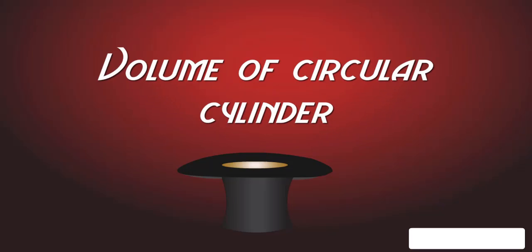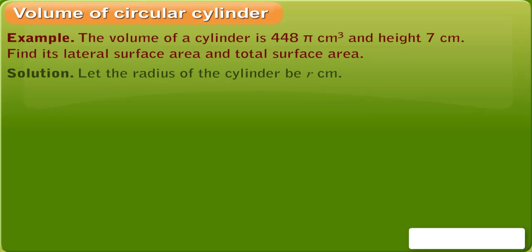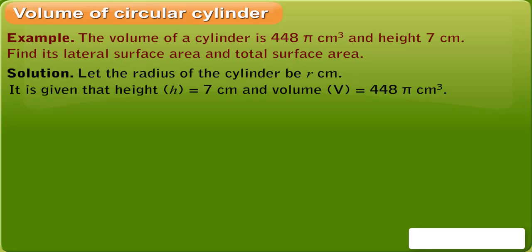Volume of circular cylinder. Let's take an example. The volume of a cylinder is 448 pi centimeter cube and height 7 centimeter. Find its lateral surface area and total surface area. Let's solve this. Let the radius of the cylinder be r centimeter. It is given that height h is equal to 7 centimeter and volume V is equal to 448 pi centimeter cube.